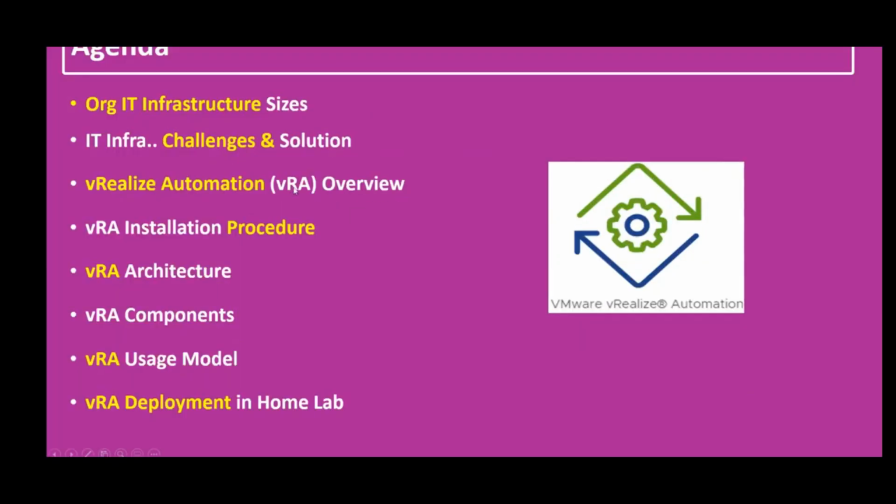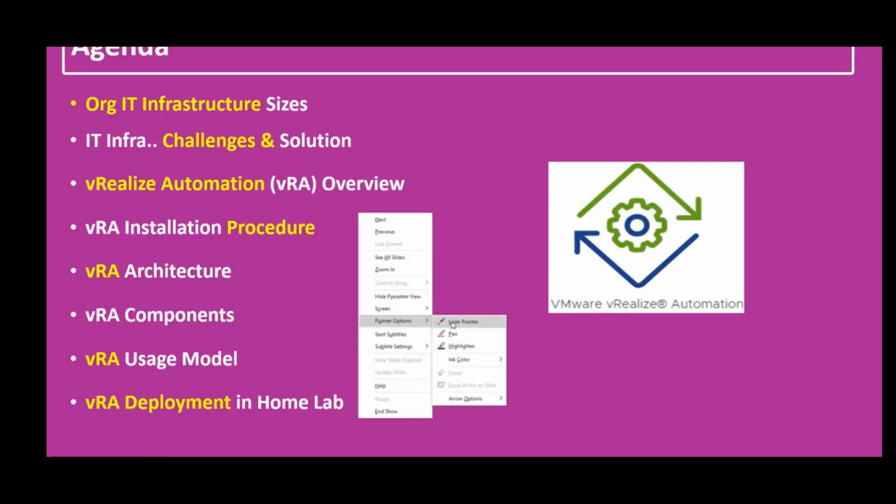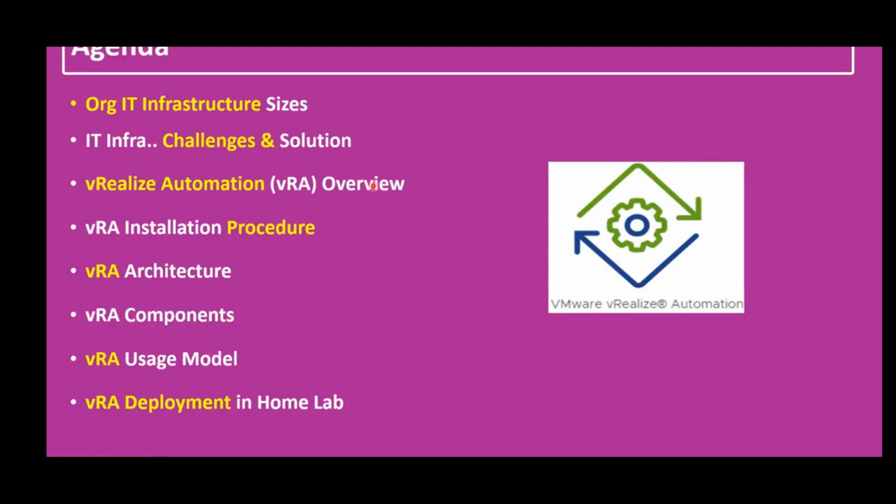vRealize Automation, in short form we call it VRA. So we can observe the VRA overview and the vRealize installation procedure, how we can install vRealize Automation. We will talk about vRealize architecture. We have two types of architecture, standard architecture and clustered architecture. Both architectures we can verify, but in our lab we are going to do only the standard architecture. Then the VRA components, what the key components in vRealize Automation are, and the real-time scenario, the usage model. Once the usage model is understood, we can start with the deployment in our home lab.